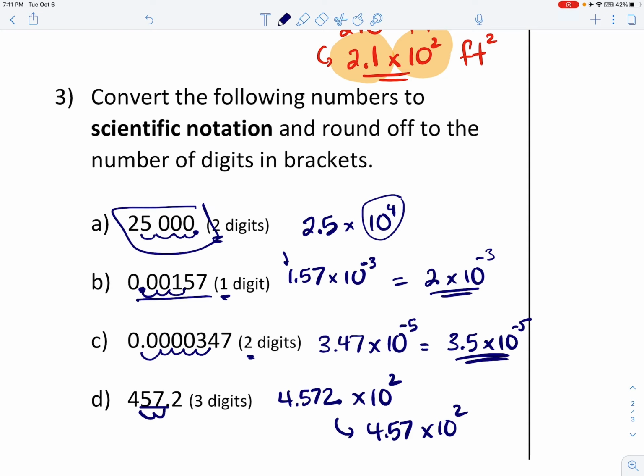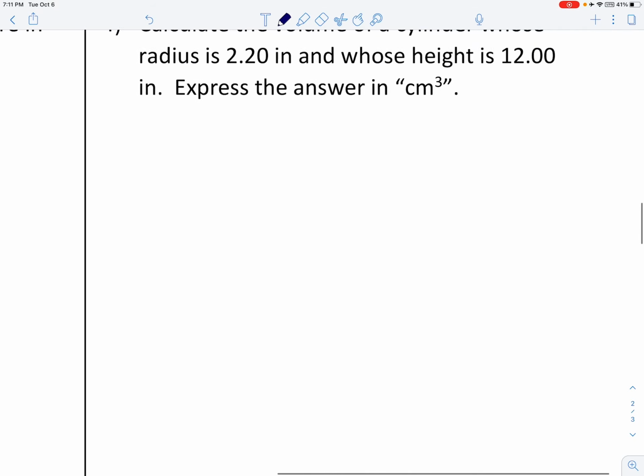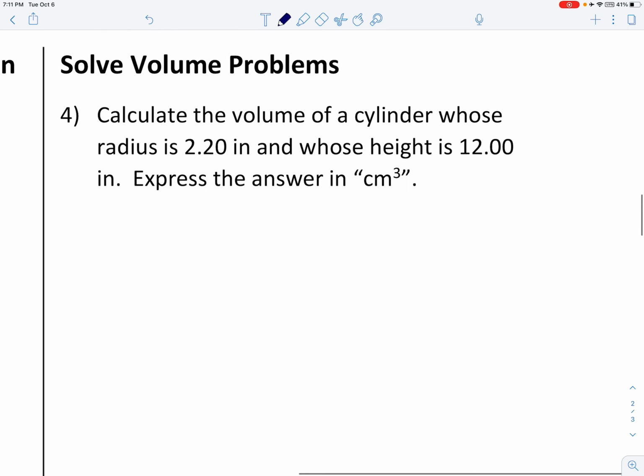Some of you, if you're doing a retest, you may have had no clue on your original test how to do this. If you realize you still struggle, you have something very specific to ask for help on. I don't understand scientific notation. So ask for help in a very specific way.